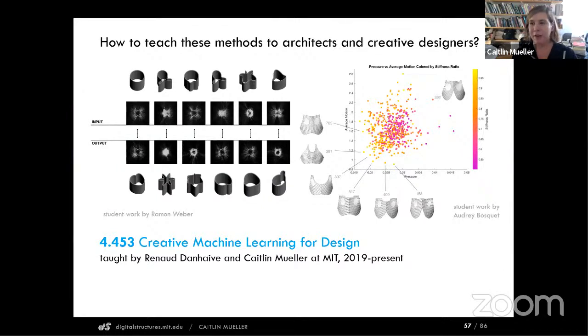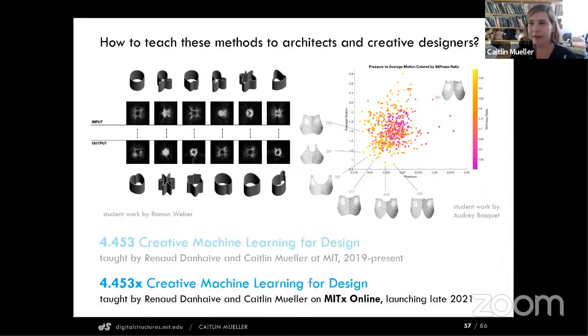For the last few years at MIT, my colleague Renaud Deneuve and I have been teaching a class called Creative Machine Learning for Design. We're in the process of developing this as a MOOC that will be on the MITx online platform. And I hope it will launch at the end of 2021, in a few months. So if you're interested, please keep an eye out for that.